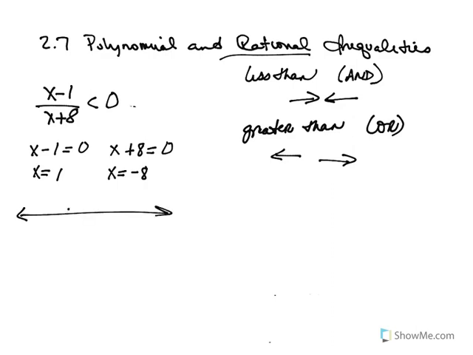You would do the same thing. You can plot it on the number line, and then you can do test points if you choose to. What I know is this is the less than, so therefore my solution is going to come between.